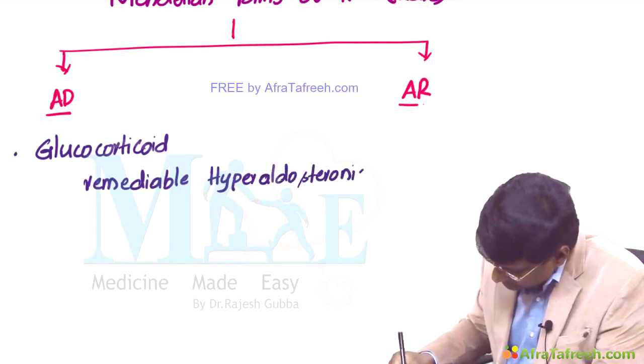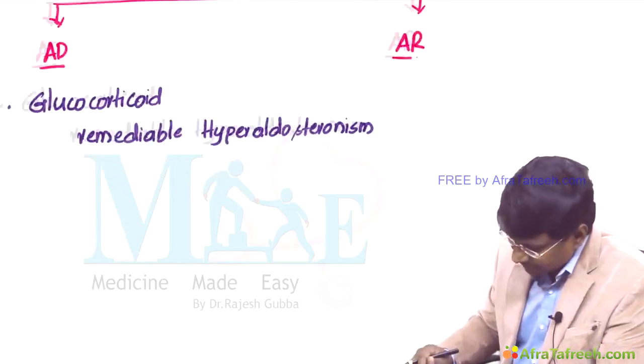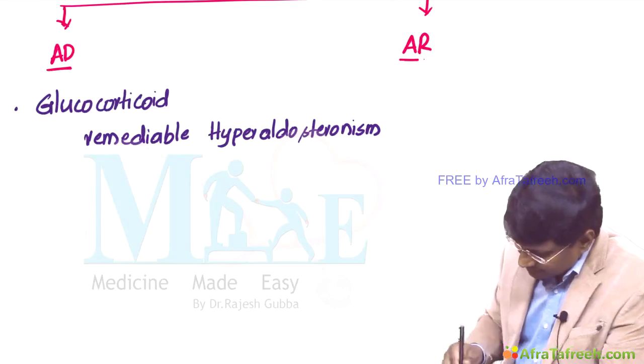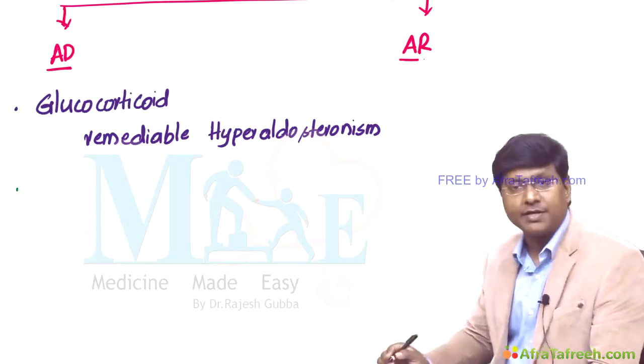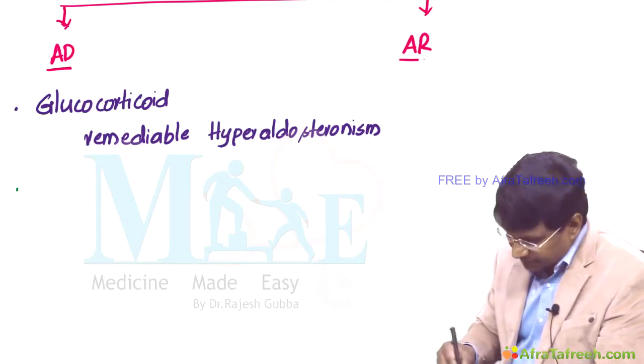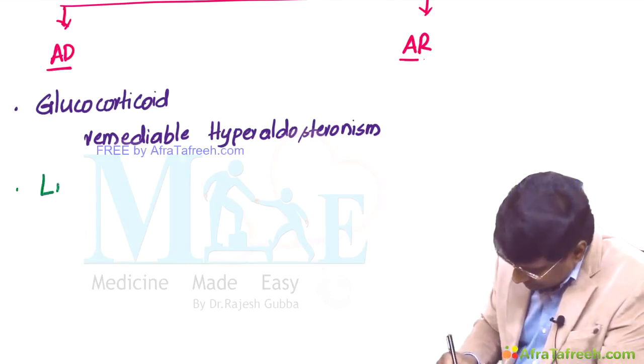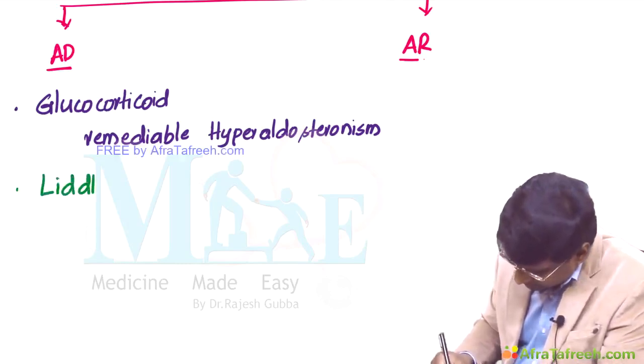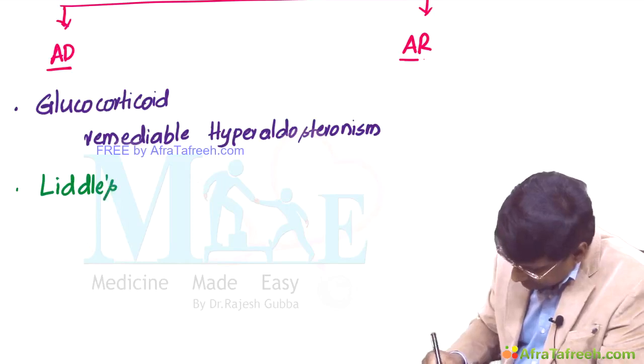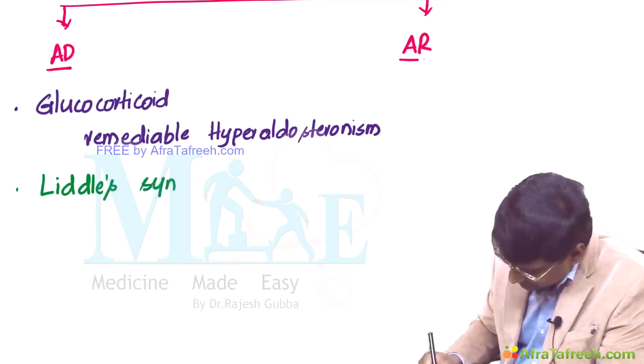Okay, this is the autosomal dominant condition. Next, apart from this, we have another autosomal dominant condition which is associated with the development of hypertension, that is called Liddle syndrome. This Liddle syndrome I will be discussing in detail in the further part of the session.